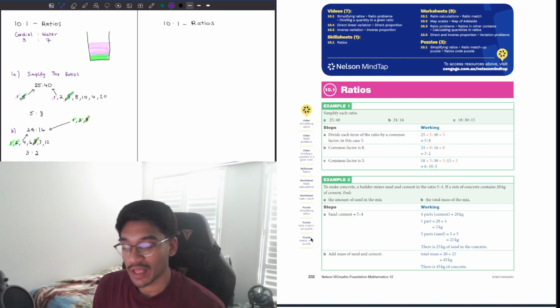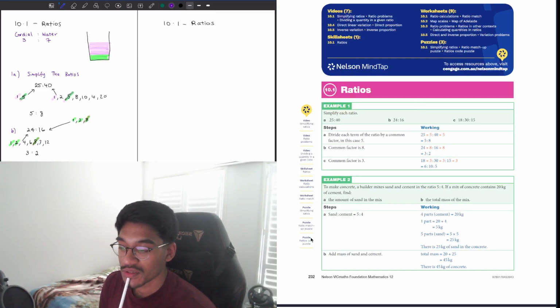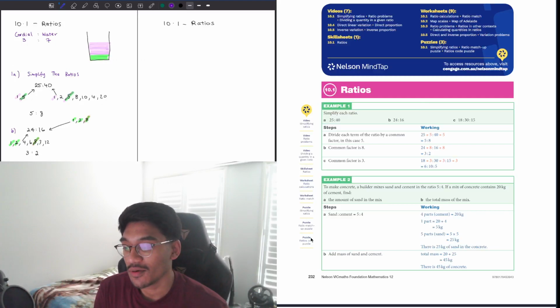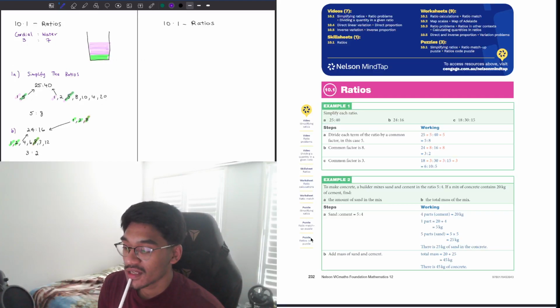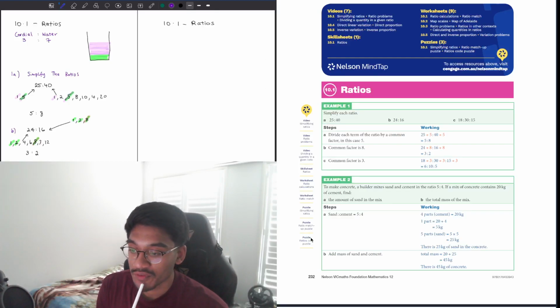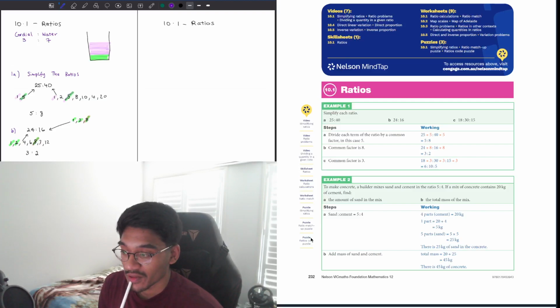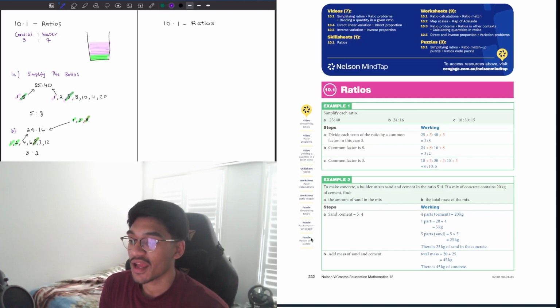So moving on to example 2. This is more of a real world application of ratios and how it's used, and I'm sure you guys know how it's used as well. So example 2 says, to make concrete, a builder mixes sand and cement in the ratio 5 to 4. If a mix of concrete contains 20 kilos of cement, find A, the amount of sand in the mix, and B, the total mass in the mix.